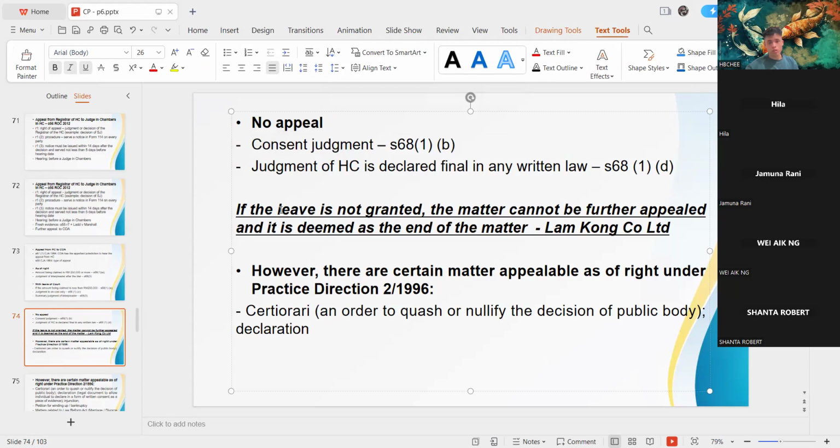The second thing is, since we already discussed the leave of court for appeal, if the leave is not granted by the appellate court, the matter cannot go for the appeal, and it is the end of the matter already, as seen in the case of non-com. Because the leave is not granted means the court also don't want you to appeal. That's why you cannot go for further appeal already. And your matter will stop at there. Okay?